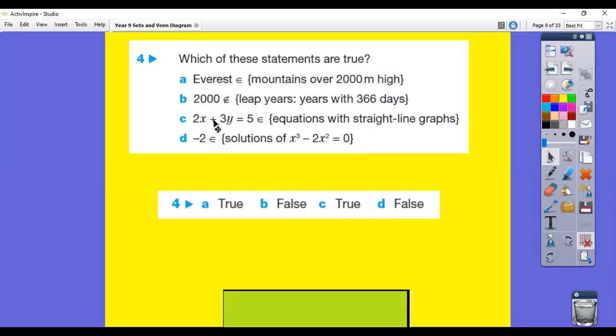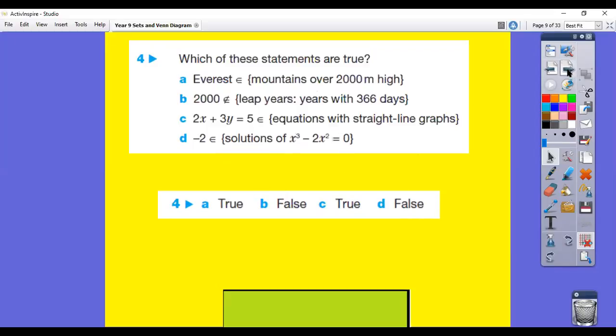C is true. So 2x plus 3y equals 5 will always give you a linear graph. And -2 is not always a solution for x cubed minus 2x squared equals 0. I wouldn't worry too much about these things because it's not a topic we've seen yet. Just be familiar with it: do I know if this will be an element within this set?